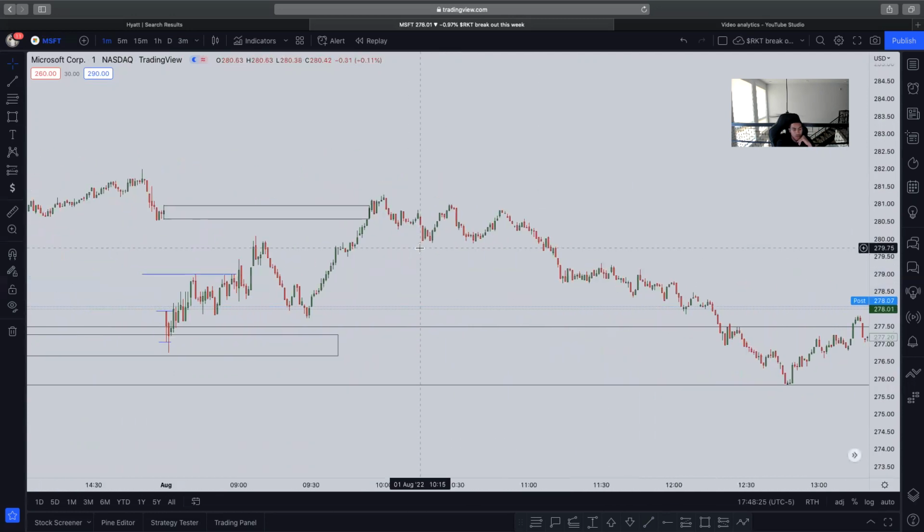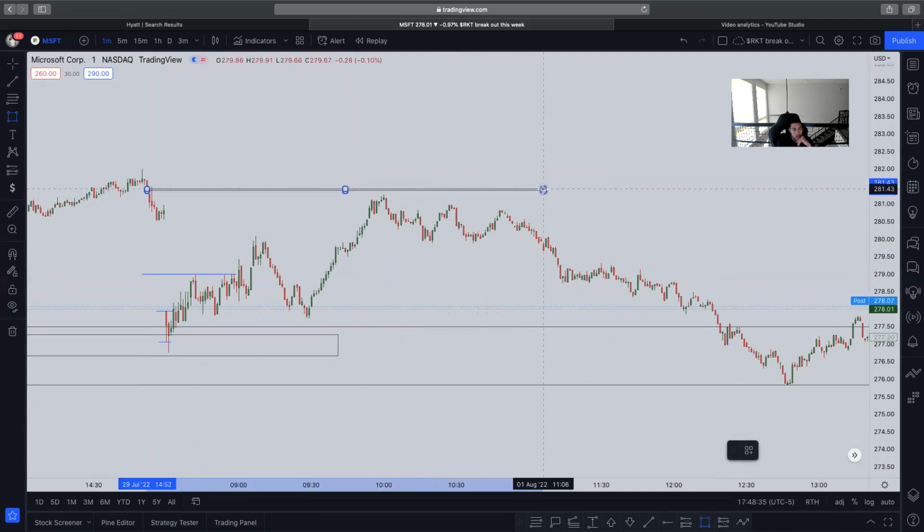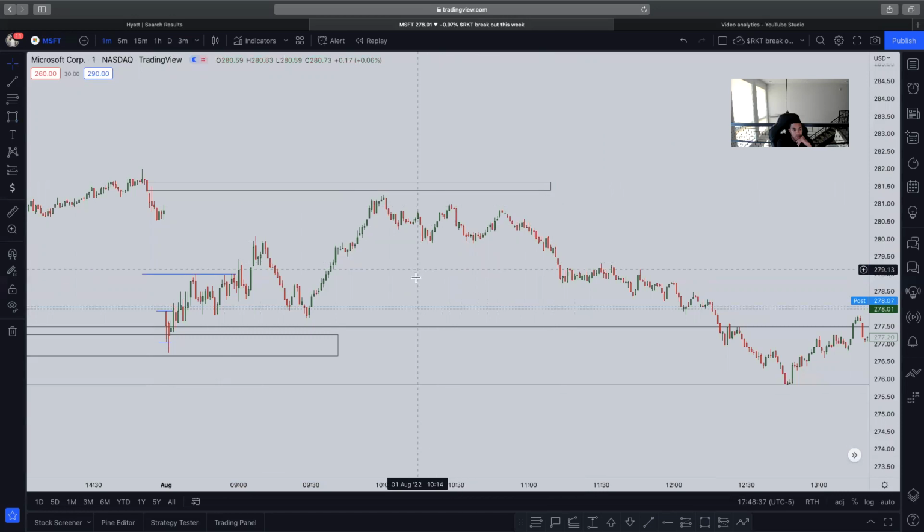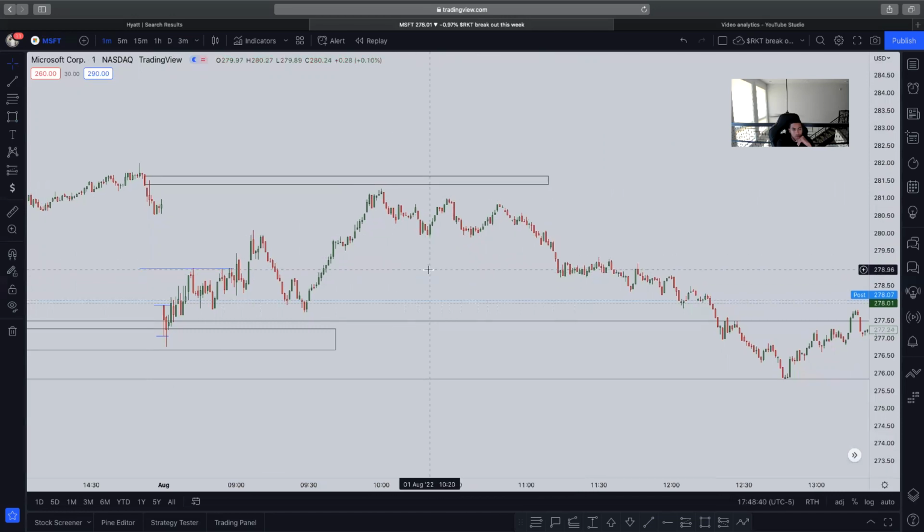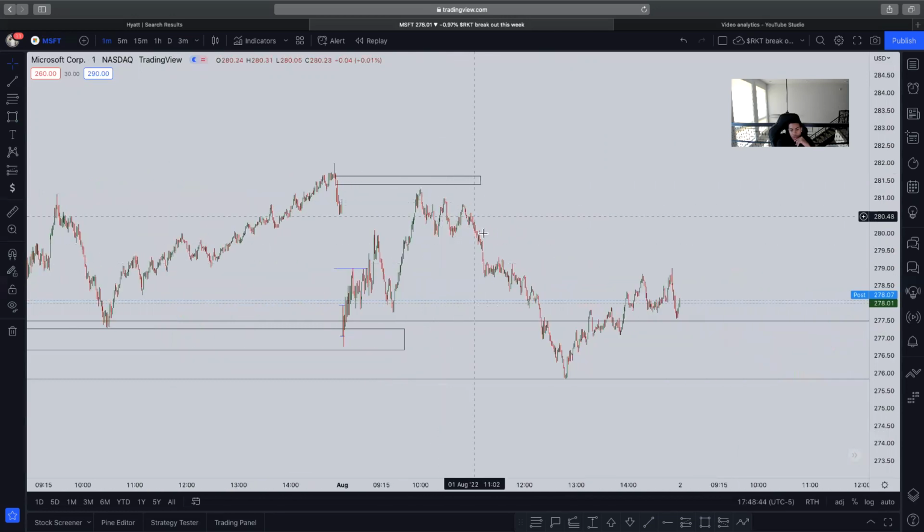Actually, let's zoom in over here. All right, so once we broke that supply right here, we can see price had a small gap down. Yeah, I mean, we didn't even touch that, but it's whatever. But anyways, price comes all the way back down to this 1 hour demand.